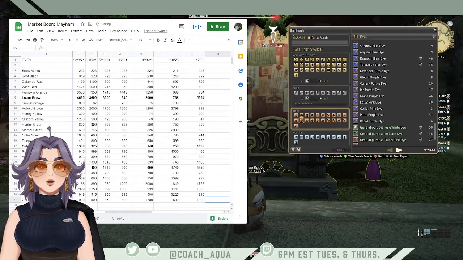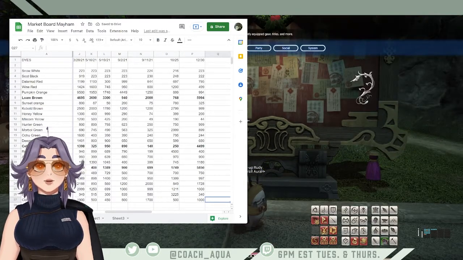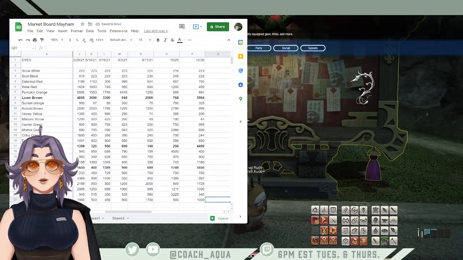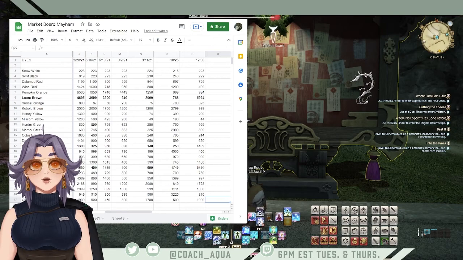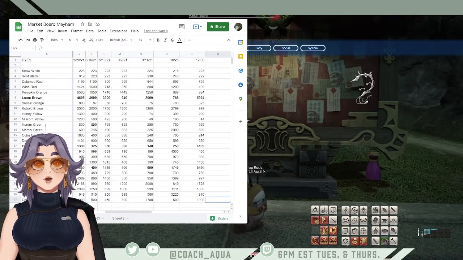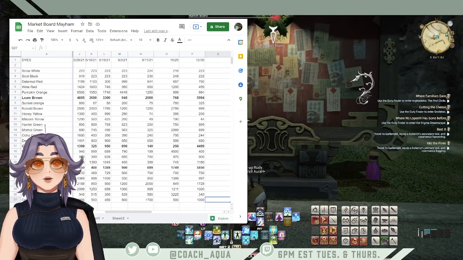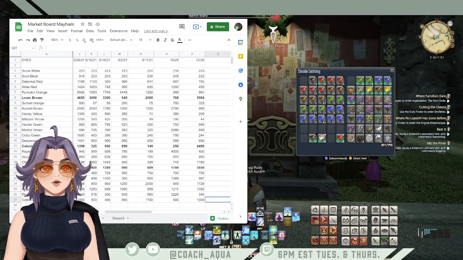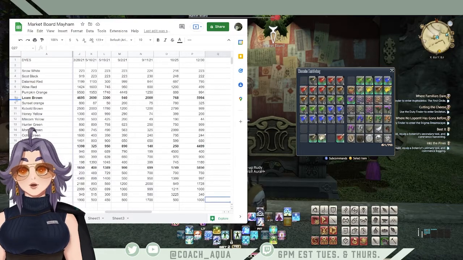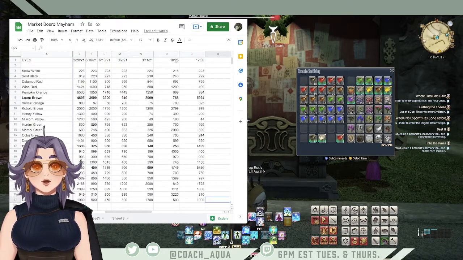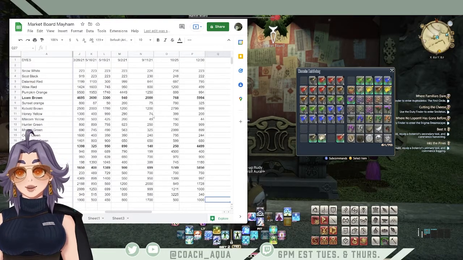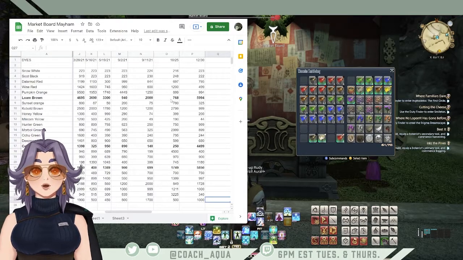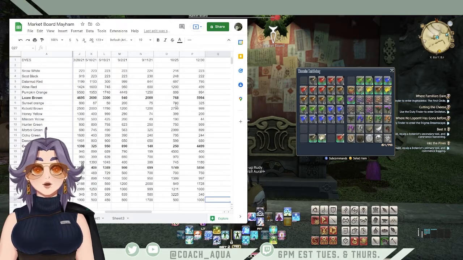Okay, so the next thing I am going to do is go into my saddlebag, if I can find out where it is. Go saddlebag. Crack open that bad boy, and I'm going to pull the dyes that I already have crafted. I keep them all in my saddlebag because it's a good amount of inventory slots and I don't have to waste time going to my retainer for it.